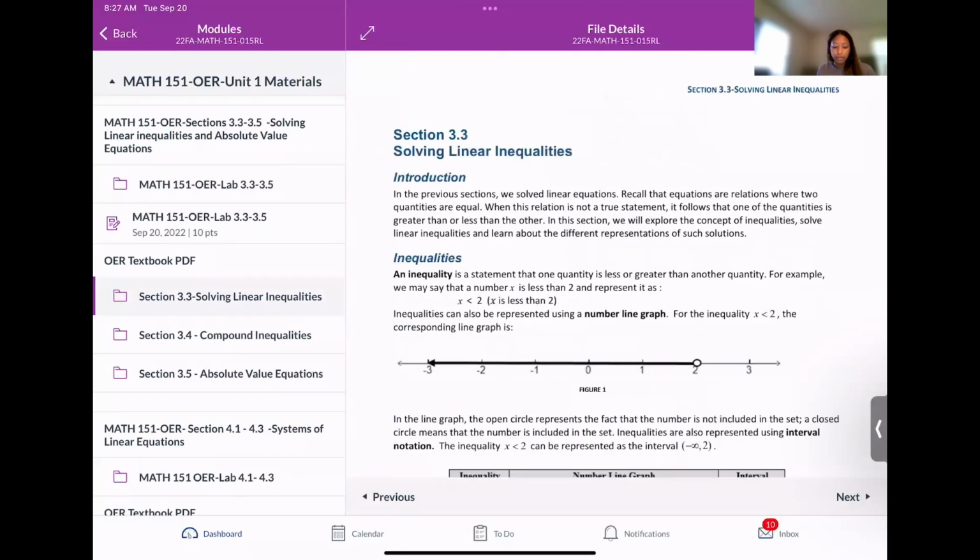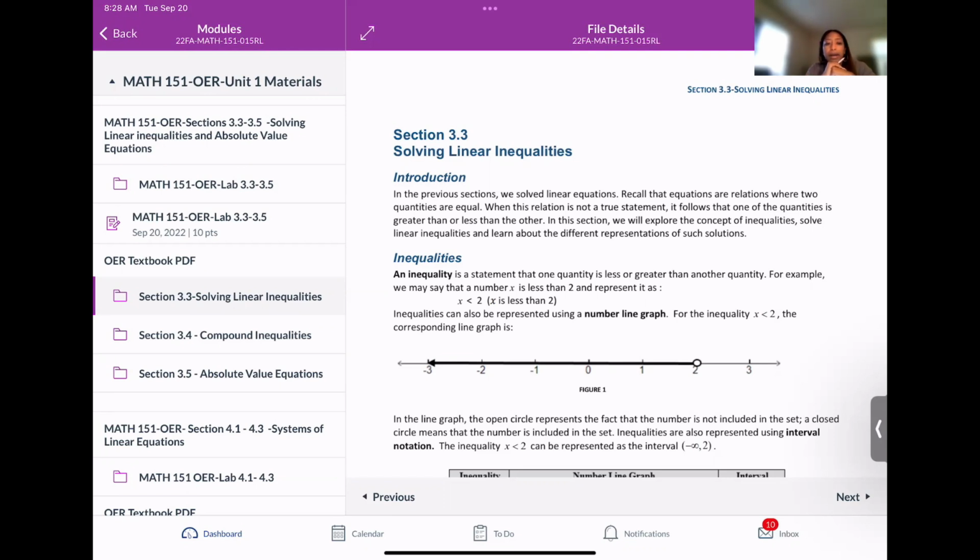Section 3.3 is about solving linear inequalities. We're going to talk about what an inequality is. Just like we had rules for solving equations, we have rules for solving inequalities. They're very similar with one very important difference. It's when we multiply or divide by a negative.